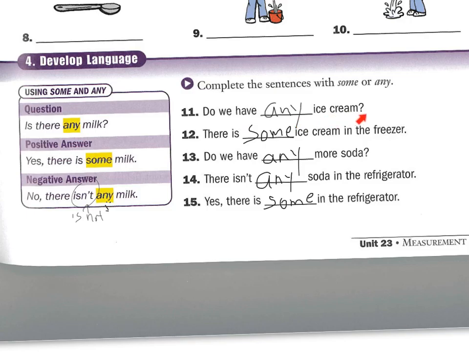Do we have any ice cream? Yes. There is some ice cream in the freezer. Do we have any more soda? There isn't any soda in the refrigerator. Yes, there is some in the refrigerator.